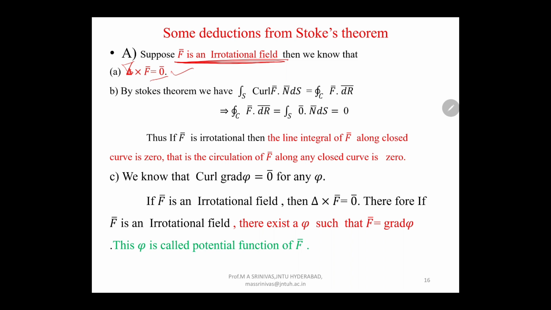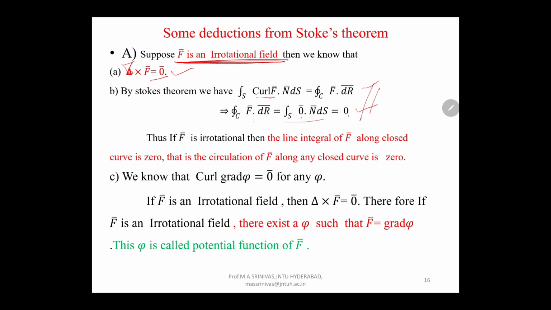What does the Stokes theorem say? Integral over S of curl f bar dot n bar ds is the integral over C of f bar dot dr bar, where C is the closed curve. Therefore, integral over C of f bar dot dr bar is the integral over S of curl f bar, and because f bar is irrotational, curl f bar is a null vector. If I integrate, this will be 0. Integral over C of f bar dot dr bar is 0.